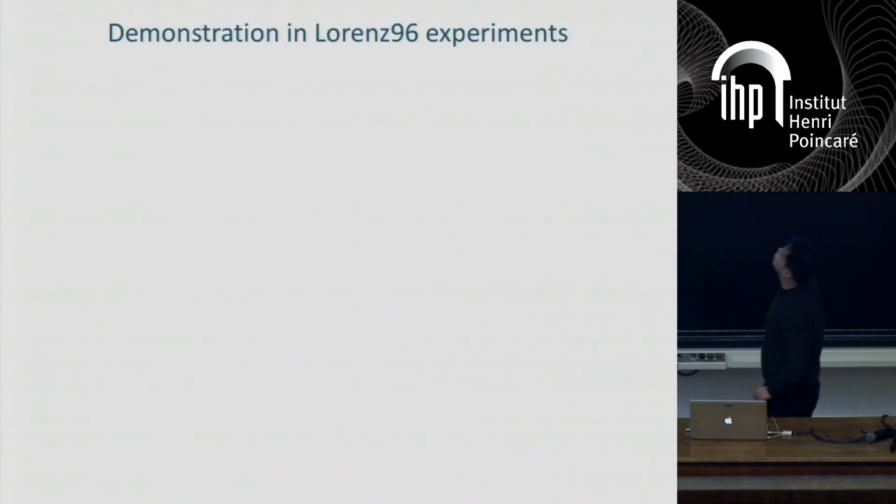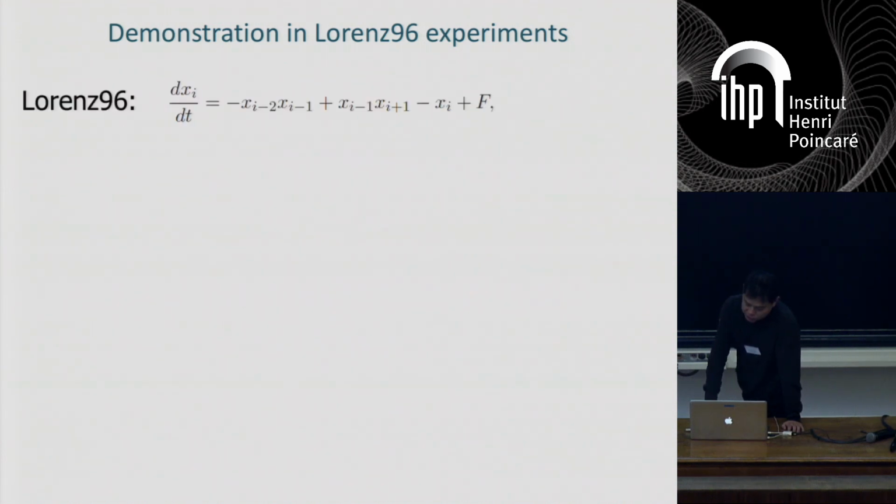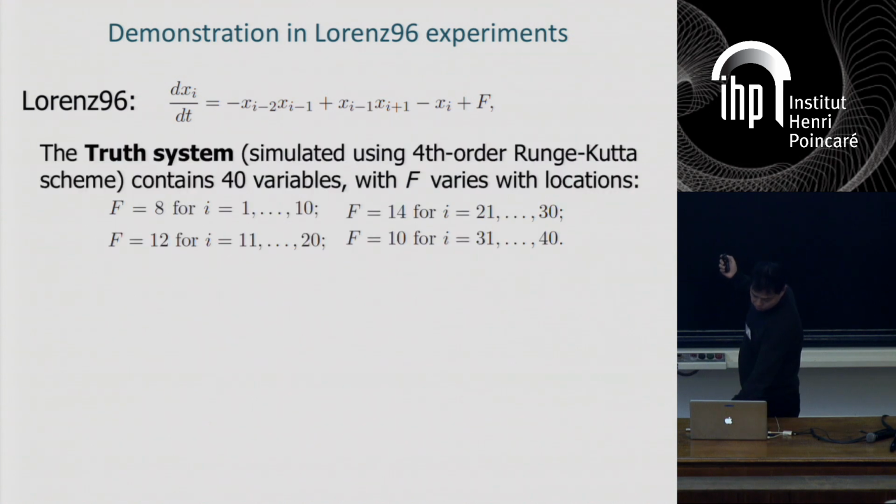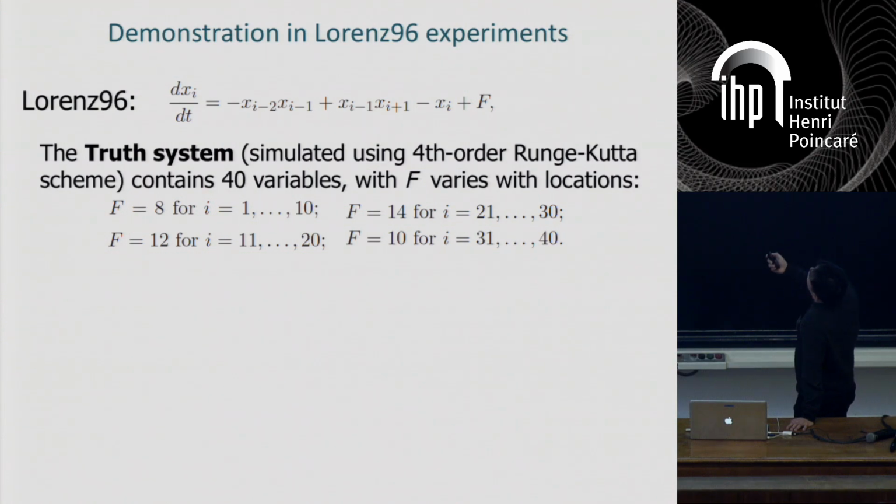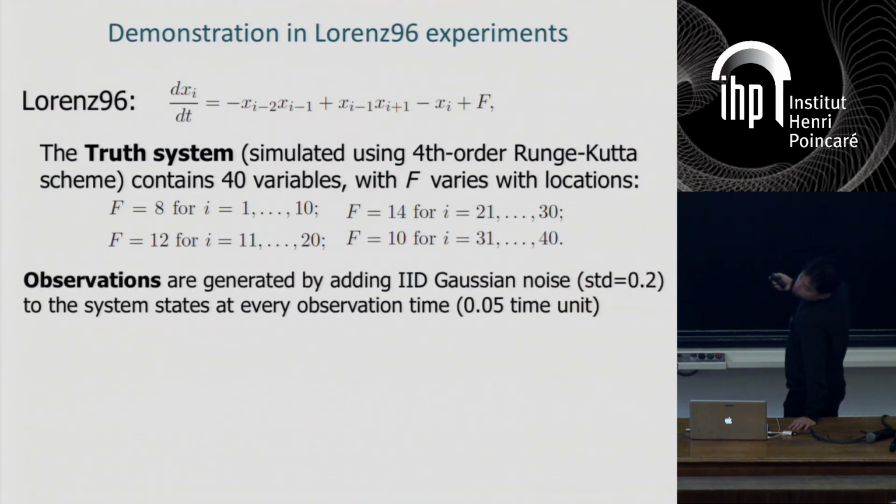Okay, now let's see how we apply this to the Lorenz 96 experiment. We will set up the system to be the Lorenz 96 model, just one layer. I adjusted the parameter a little bit. For the true system, the F parameter is equal to 8 in the first quarter of the variables, 12 in the second quarter, 14 in the third quarter, and 10 in the fourth quarter. And the observation is generated by adding IID Gaussian noise.